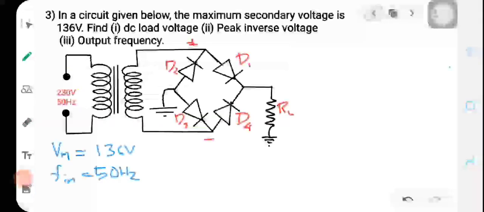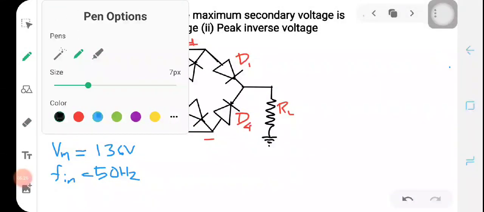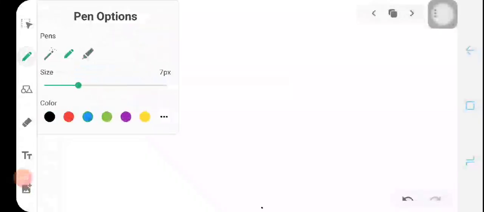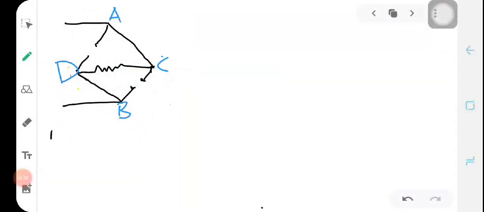So I am naming these nodes as in the previous case. I am naming the nodes as A, B, C and D. So here this will be A, this will be B, this will be C, and this will be D. Now first of all, let's see the peak inverse voltage. Let's calculate the peak inverse voltage. The second part we are doing first because it is easy.